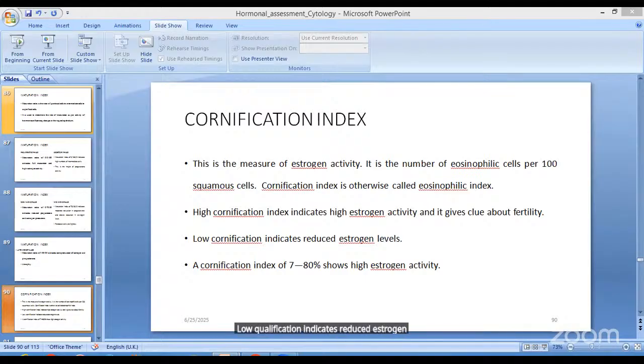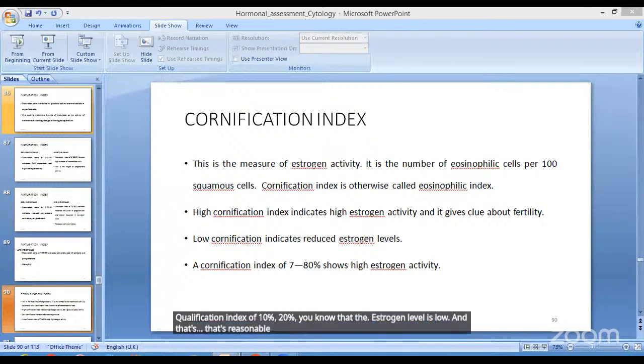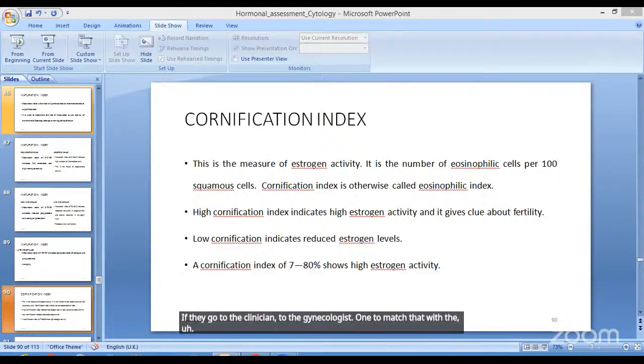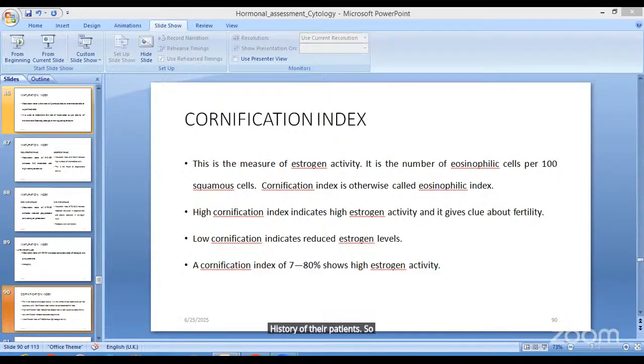So if you are having a conification index of 10%, 20%, you know that the estrogen level is low. And that's reasonable to an endocrinologist, to the clinician, to the gynecologist, when they match that with the history of their patient. So they will be able to make the right choice of treatment for management. A high conification index means high activity of estrogen.